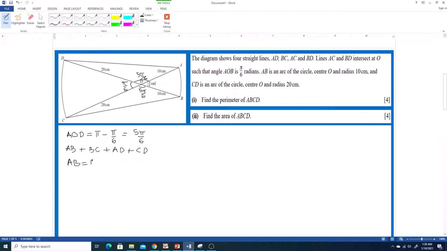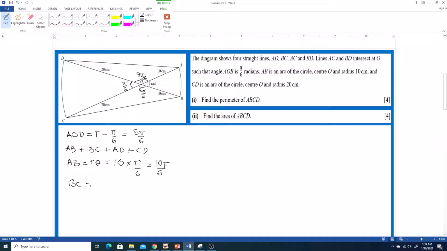So to calculate AB, which is an arc length, AB equals r theta, because that's how we find the arc length. Our r for AB is 10 centimeters, and then we're going to multiply that with our theta, which is pi over 6. So that's going to give me 10 pi over 6.